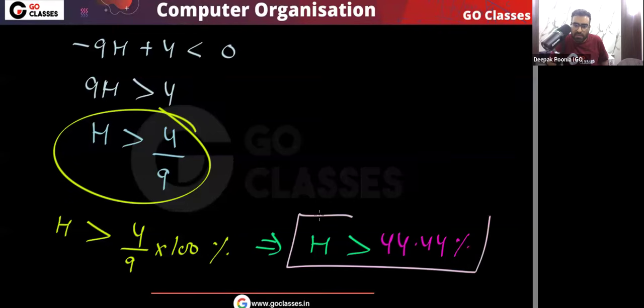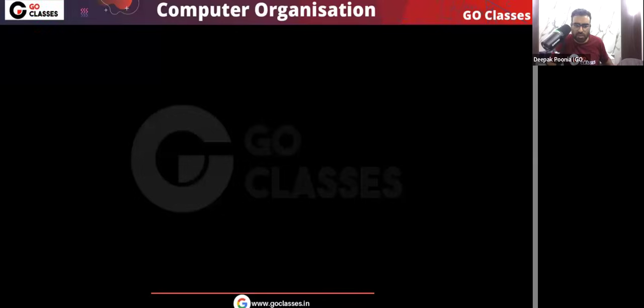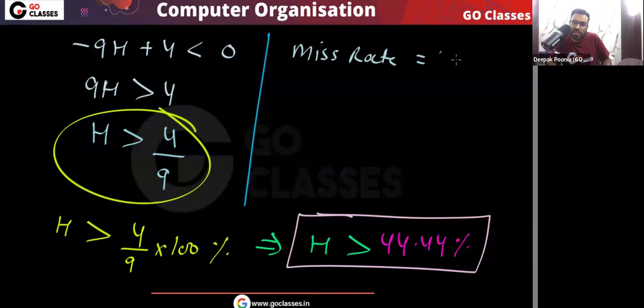But remember, in the table given in this question, they are discussing the miss rate. So let's find the miss rate also. You can see the hit rate is greater than 44.44%. And we know what the miss rate is. Miss rate is basically 1 minus hit rate.